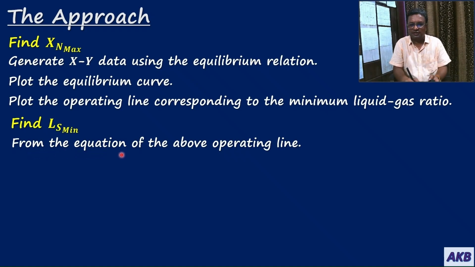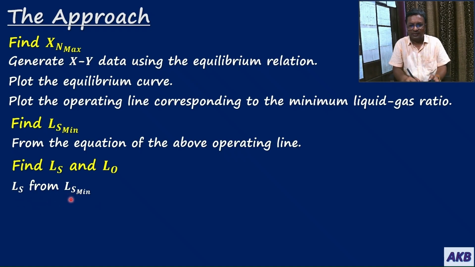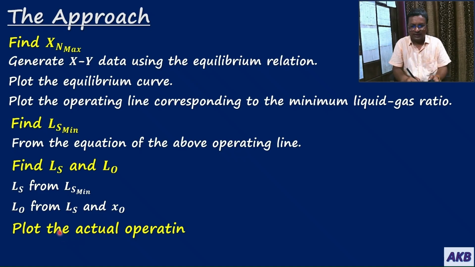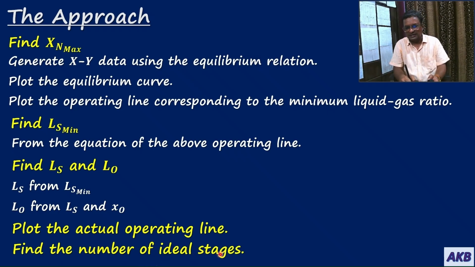And for that, we will be using the equation of this operating line corresponding to the minimum liquid to gas ratio. Then once ELS minimum is known to us, we can find ELS, and then we can find EL0. ELS we can get from ELS minimum, because ELS is 1.5 times ELS minimum, which is given to us. And then from ELS and small x0, we can get capital EL0. Then once we have these values, you can find the slope of the actual operating line, or I can say you can plot the actual operating line. And once the actual operating line is plotted, you can find the number of ideal stages, and that is the end of it.